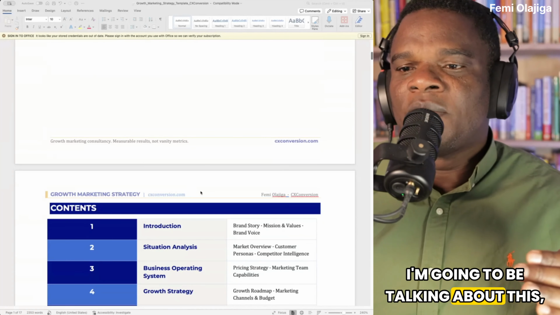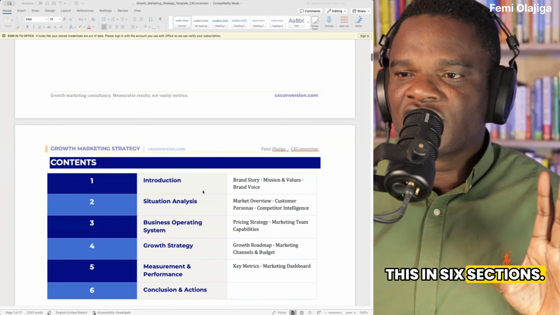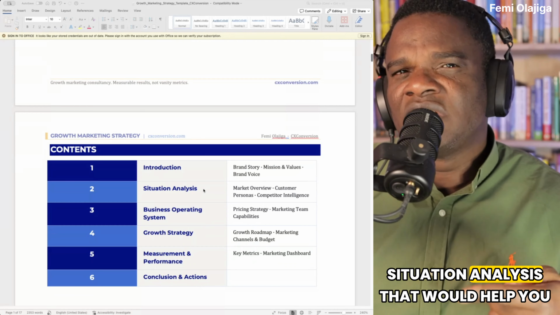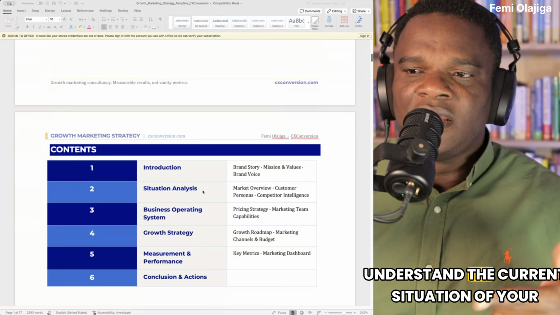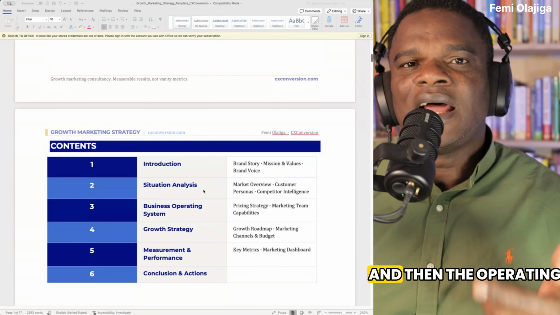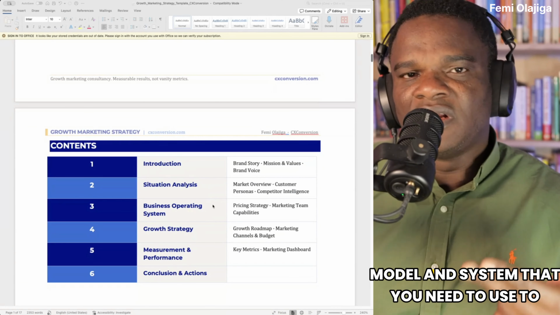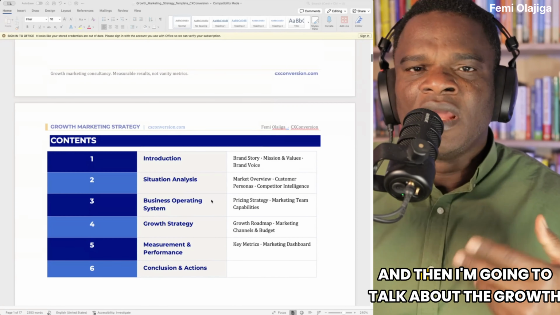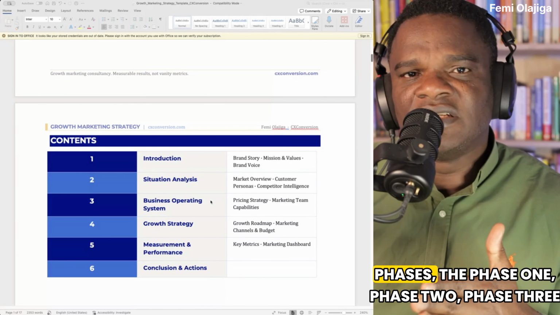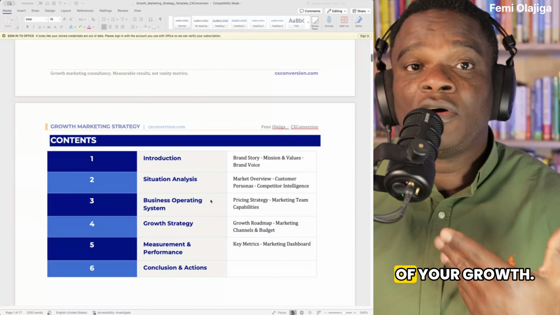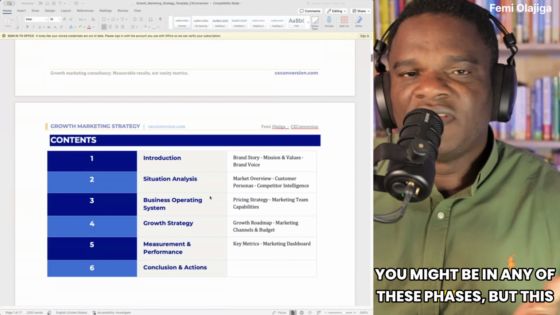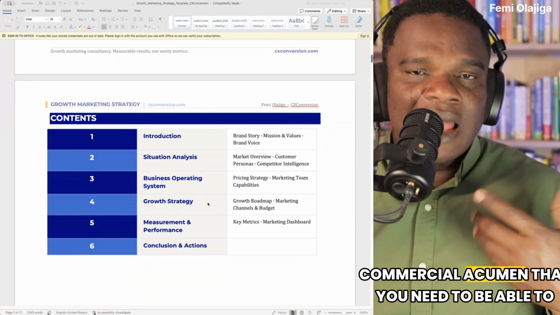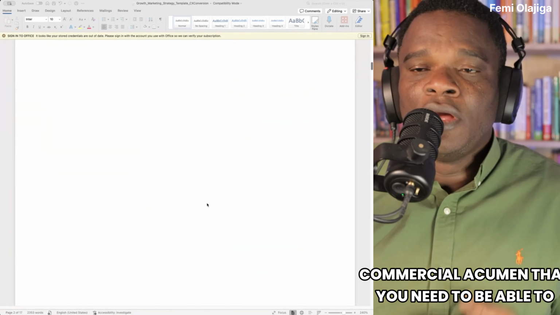I'm going to be talking about this in 6 sections. I'm going to talk about your brand. I'm going to talk about how you do situation analysis that would help you understand the current situation of your business, and then the operating model and system that you need to use to execute your marketing. And then I'm going to talk about the growth phases, the phase 1, phase 2, phase 3 of your growth. You might be in any of these phases, but this is important. And then the measurement, your commercial acumen that you need to be able to go forward.